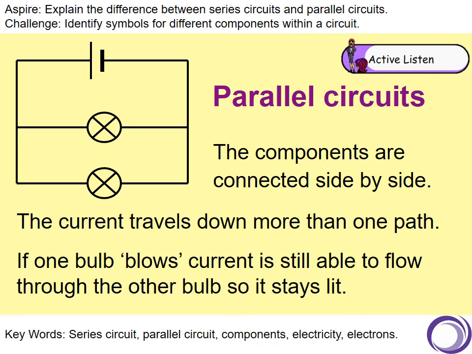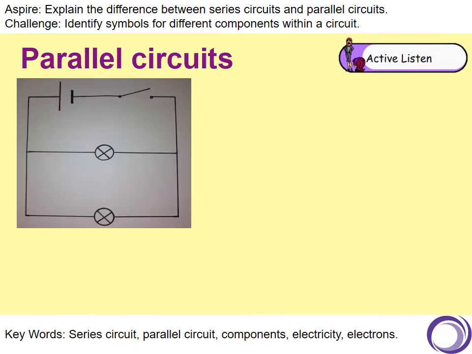In this particular circuit, unlike the series circuit, if one bulb blows, the current is still able to flow through the other bulb, so the other bulb stays lit. I'd like you to record that information, please.